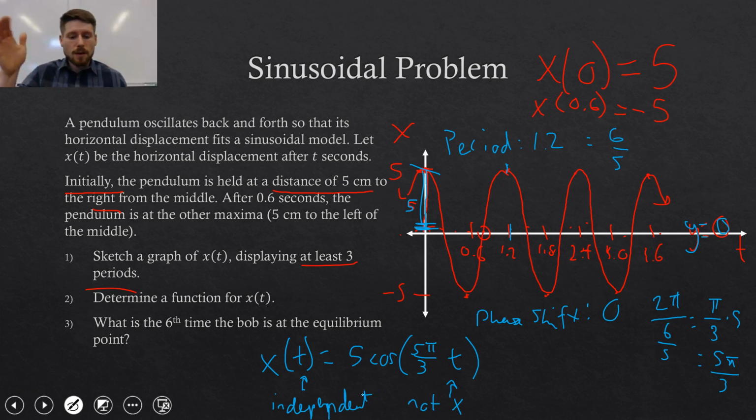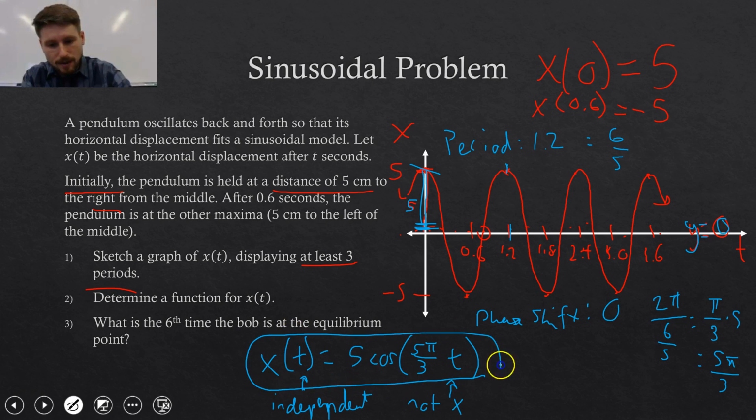5 cosine 5 pi over 3 t plus 0. Done. This is it. That is the whole function right there. Quite nice. There is no phase shift and there is no vertical shift on this function. Okay, so there's our function. We're going to go ahead and answer this question.